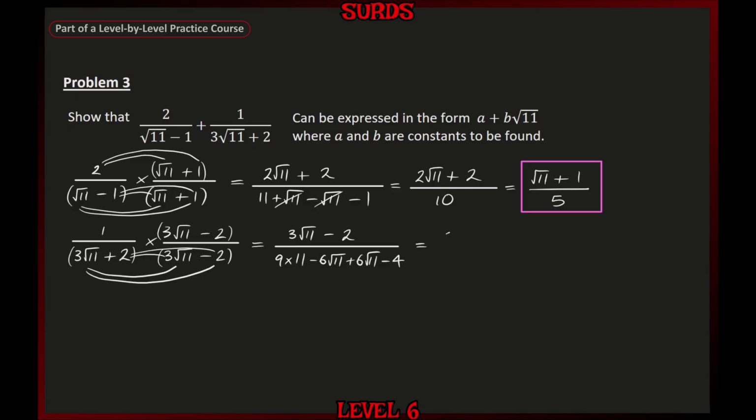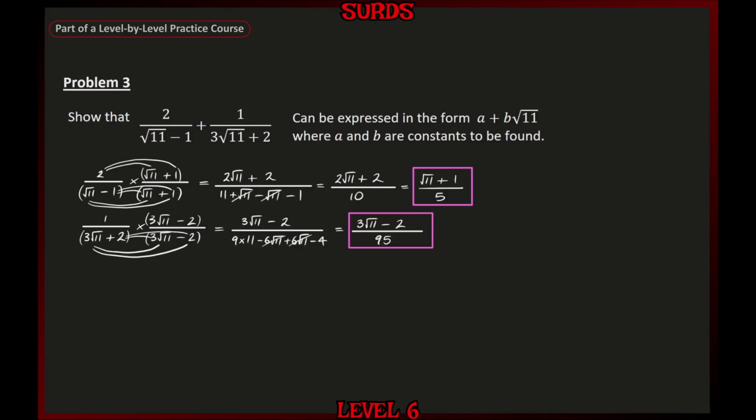Our numerator here can't be simplified at the moment, so we just have 3 root 11 minus 2. And in the denominator, again, and as expected, the minus 6 root 11 and the plus 6 root 11 cancel out because we're rationalising, so expect those surds to disappear. And we're left with 9 times 11 minus 4. Well, 9 times 11 is 99, minus 4 gives us 95. And here, there are no common factors that 3, 2 and 95 have, apart from 1, so we can't simplify any further. And 3 root 11 minus 2 over 95 is equivalent to our second fraction.